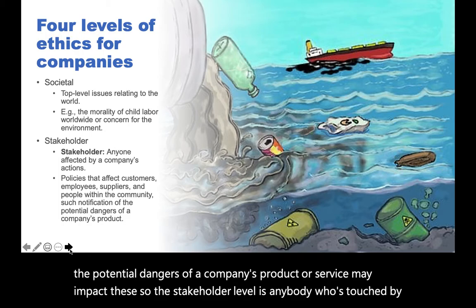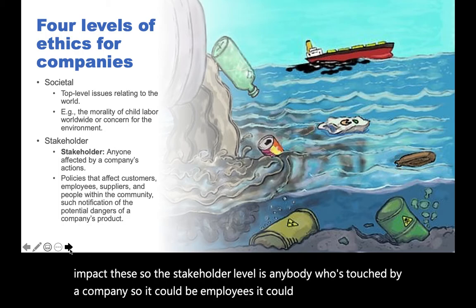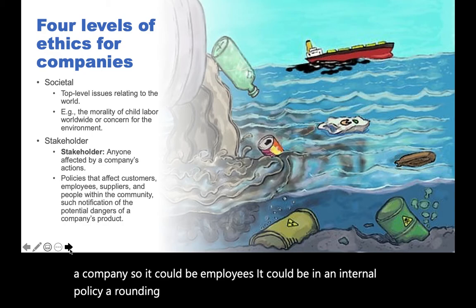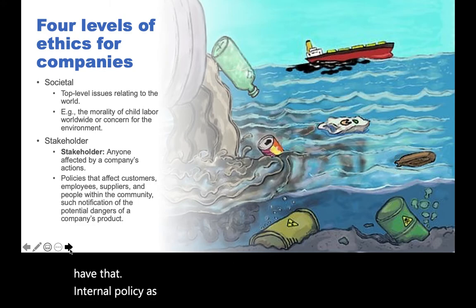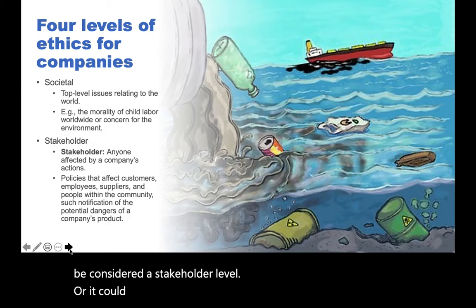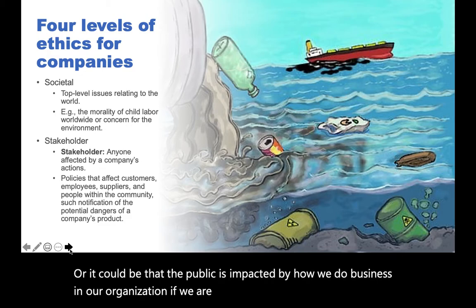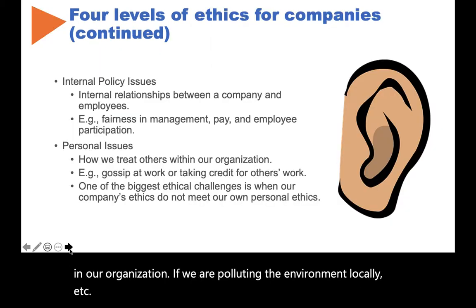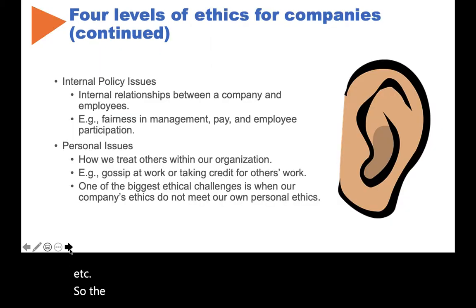So it could be employees, it could be an internal policy surrounding pay that impacts our employees, although we have that internal policy as our third level on the next slide. But it could also be considered a stakeholder level. Or it could be that the public is impacted by how we do business in our organization, if we're polluting the environment locally, etc.